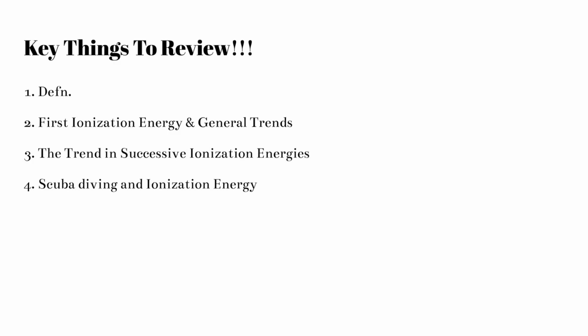To sum it up, ionization energy tells us how strongly atoms hold onto their electrons. It increases across a period and decreases down a group. Successive ionization energies get progressively larger, especially once the valence electrons are gone. And it's not just a theory. It has real-world uses, like helping scuba divers stay safe.